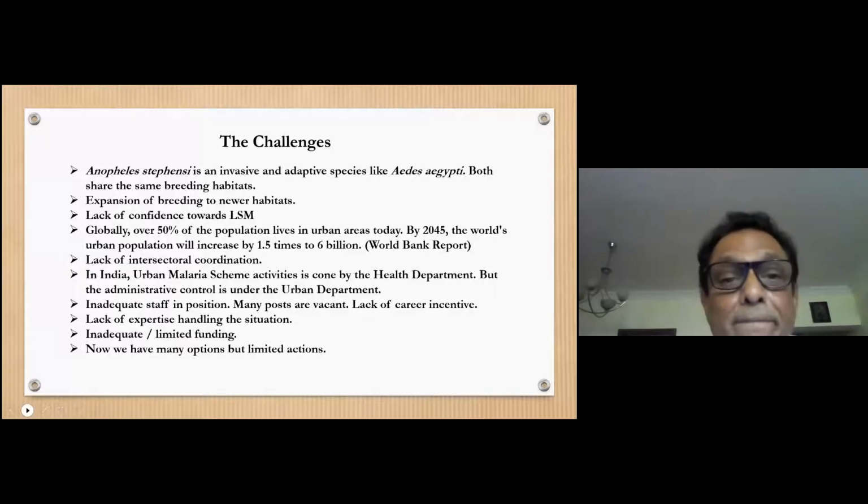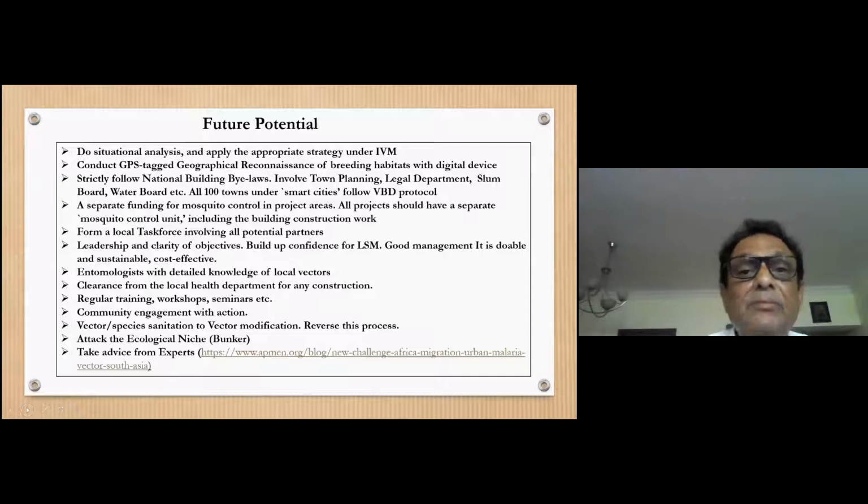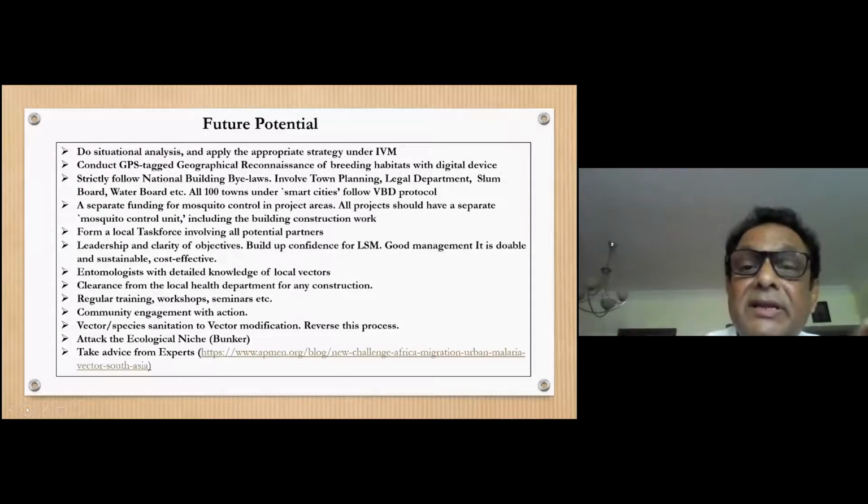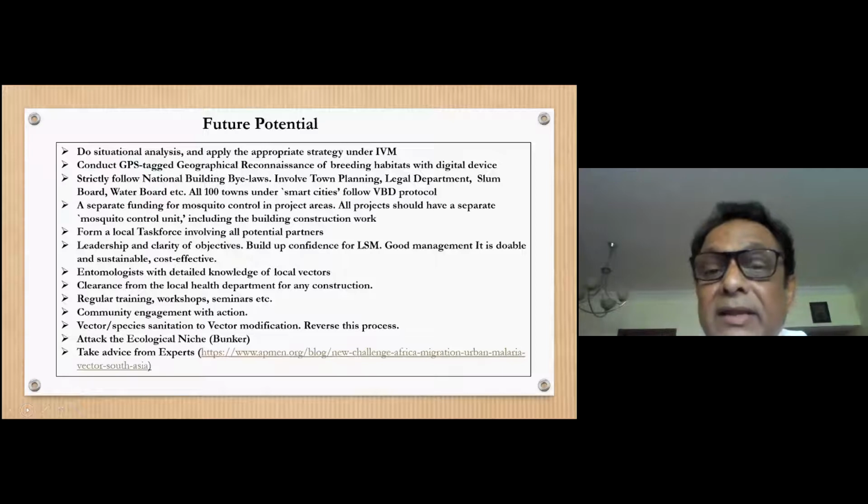Next slide, please. Now, what future potential am I giving? Do situation analysis, apply the appropriate strategies under IVM where applicable, conduct GPS-tagged geographical reconnaissance. I tell you that geographical reconnaissance is the backbone of LSM, what we did in Karnataka and India. And then strictly follow national building bylaws, and involve town planning and the legal department.